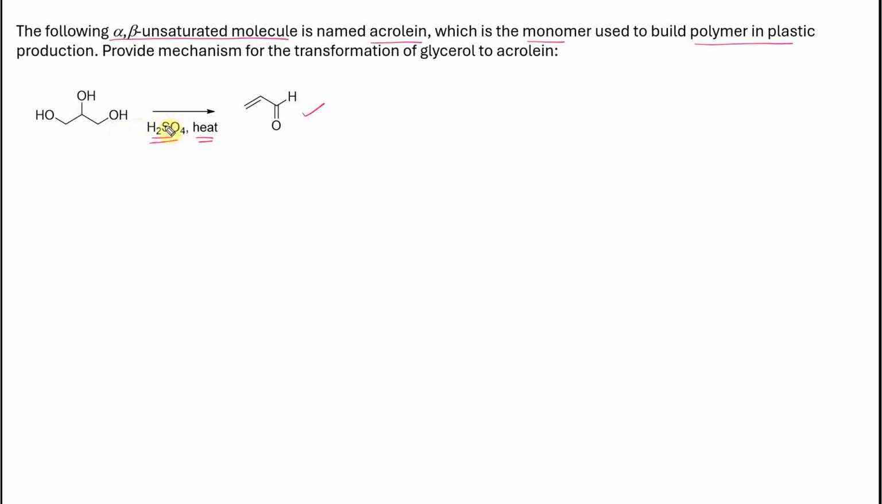So we know whenever you have an alcohol and sulfuric acid, the alcohol is going to be protonated and it will be converted to a good leaving group, which will lead to the formation of a carbon-carbon double bond. So that is what is going on here.